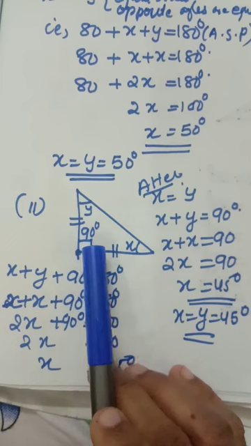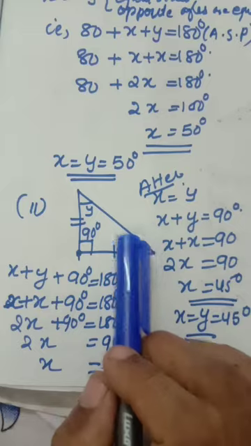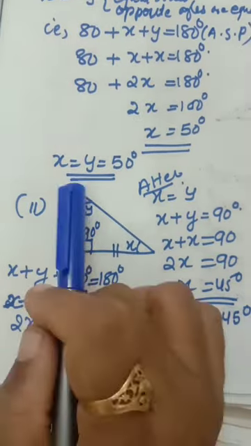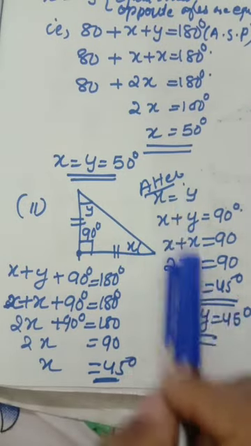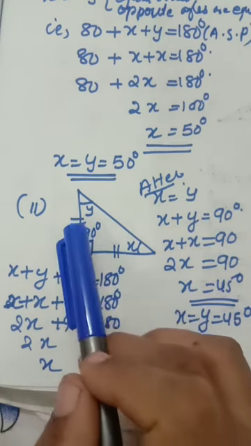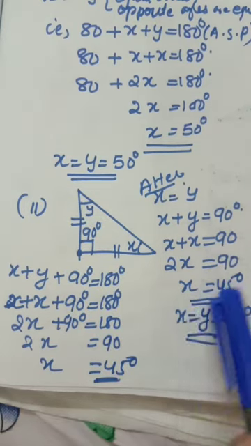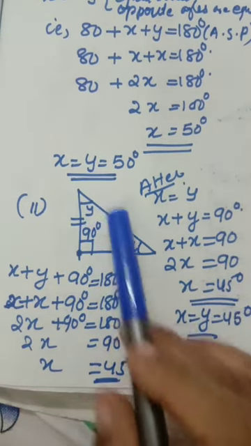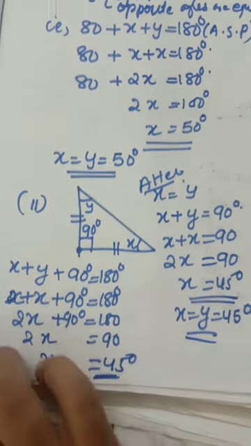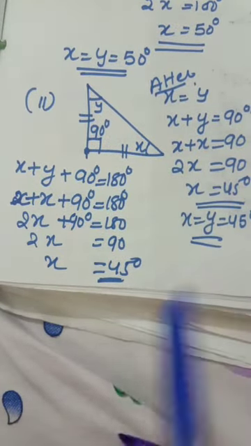Second, one angle is 90 degrees. So I told you, if one angle is 90, then the other two angles' sum should also be 90, because 90 plus 90 is 180. That is the rule, angle sum property. So that method only I did. x plus y should be 90 degrees. x and y are equal because both sides are equal, then their opposite angles are also equal. 2x equals 90, x you will get 45. Then y is also 45, straight away you will get. Otherwise, if you use the angle sum property, you will get x equal to 45. Both are the same, but this is the quick method.